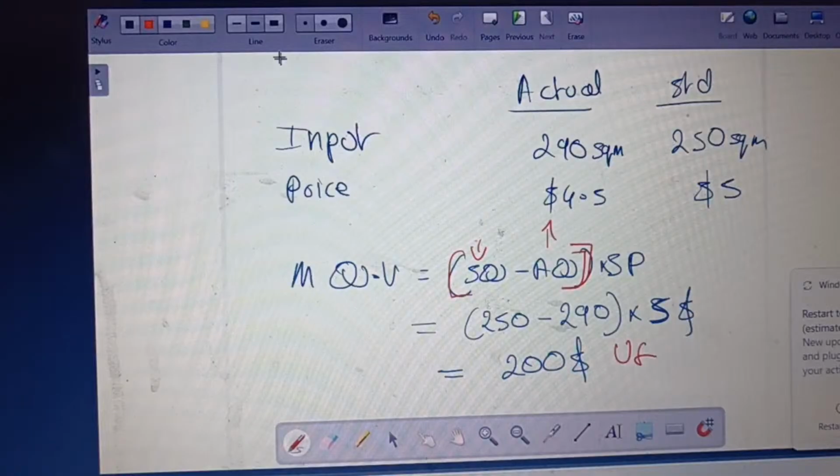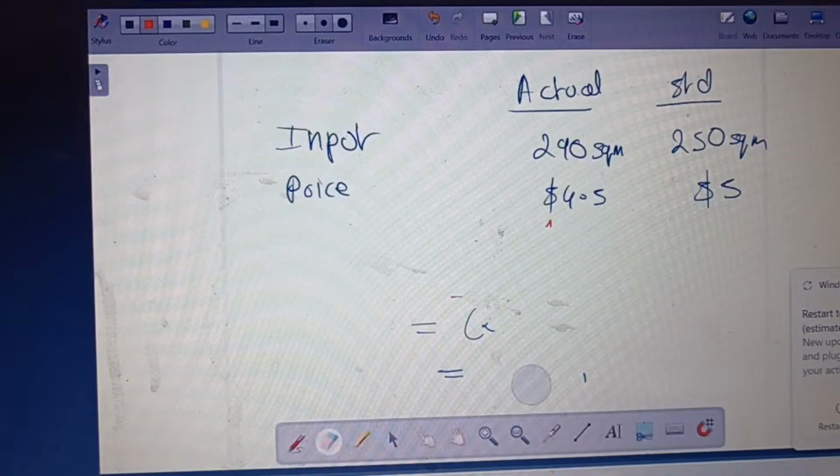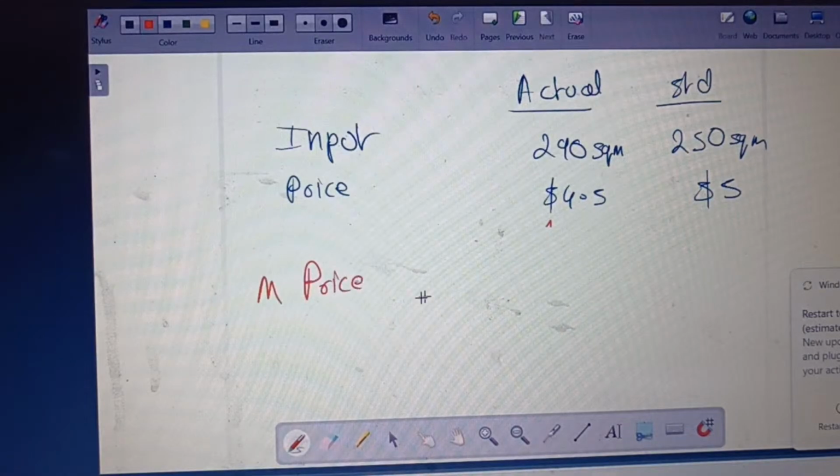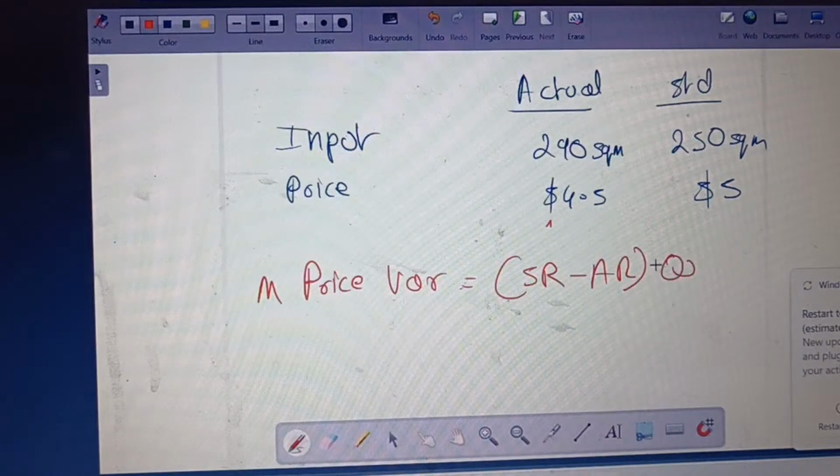Now calculate the material price variance. The formula is the same for price variance. Can you do it for material price variance? What is the formula? Standard rate minus actual rate for actual quantity. So 5 minus 4.5.